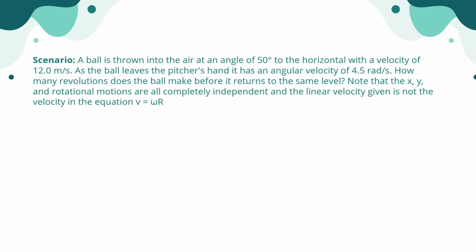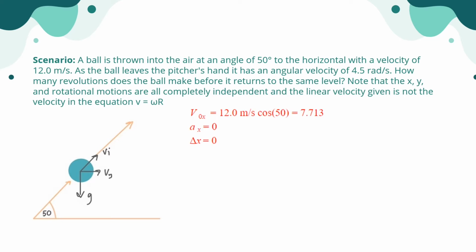Note that the x, y, and rotational motions are all completely independent, and the linear velocity given is not the velocity in the equation v = omega r. First, we'll start by drawing a diagram, as you can see in the picture on the left. Next, we will find the initial horizontal velocity. We get 12 meters per second times the cos of 50 degrees.